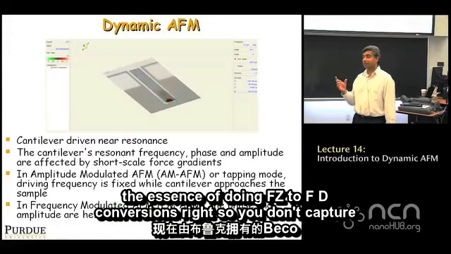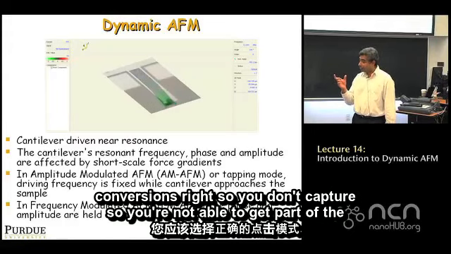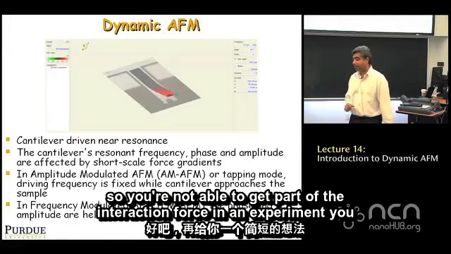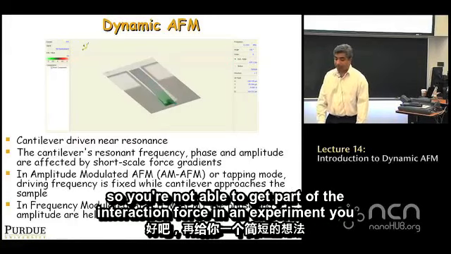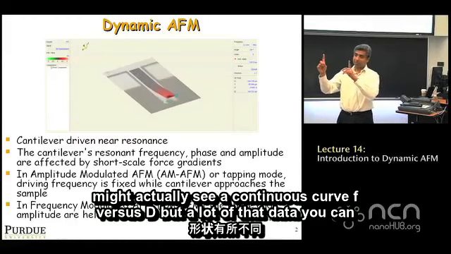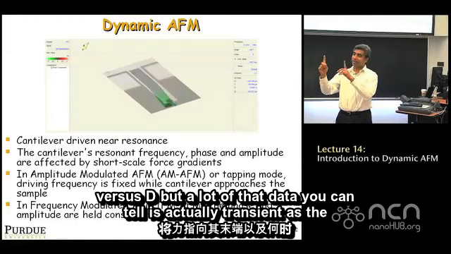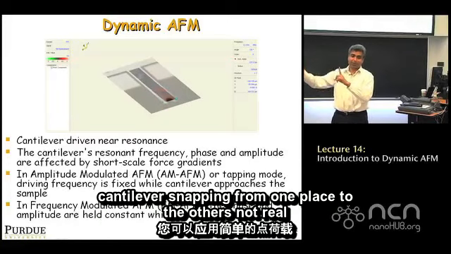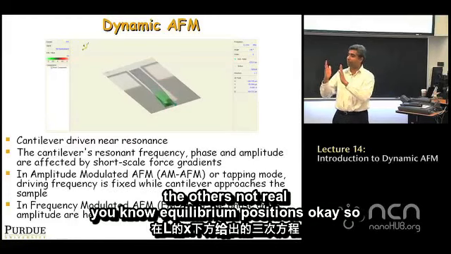So you're not able to get part of the interaction force. In an experiment, you might actually see a continuous curve of F versus D, but a lot of that data, you can tell, is actually transient as the cantilever is snapping from one place to the other. It's not real, equilibrium positions, okay?